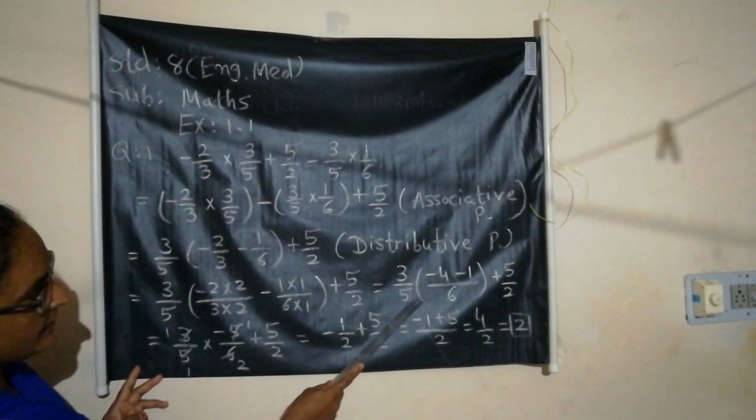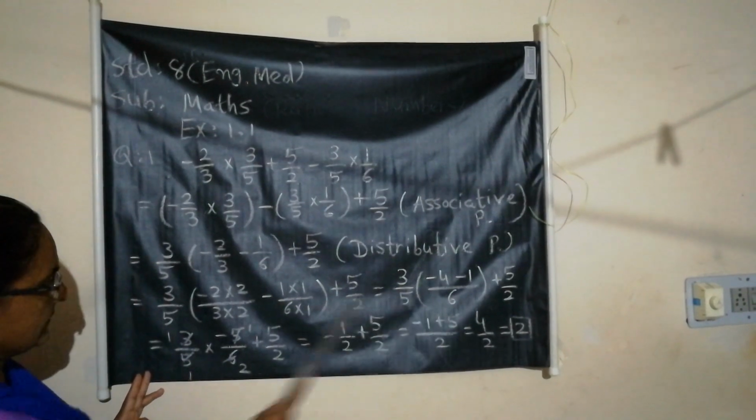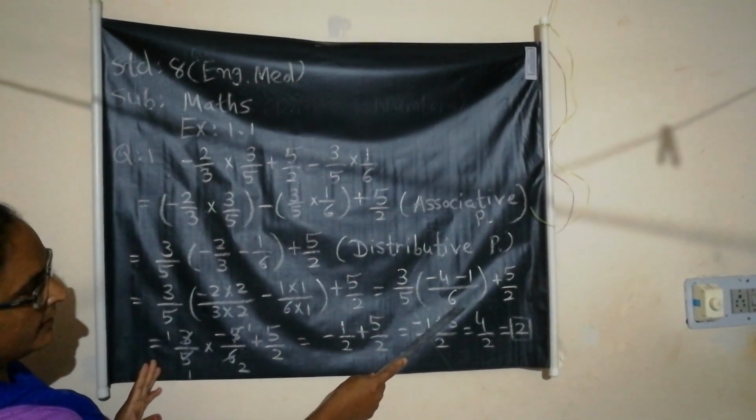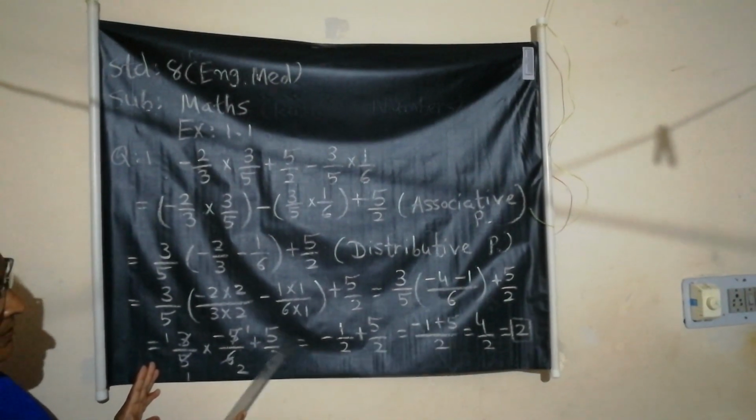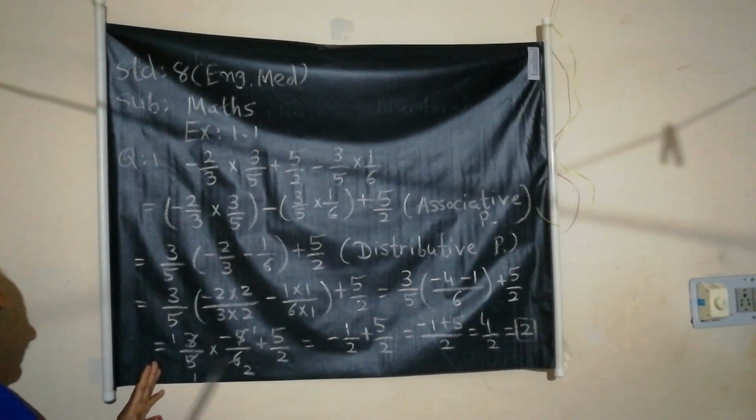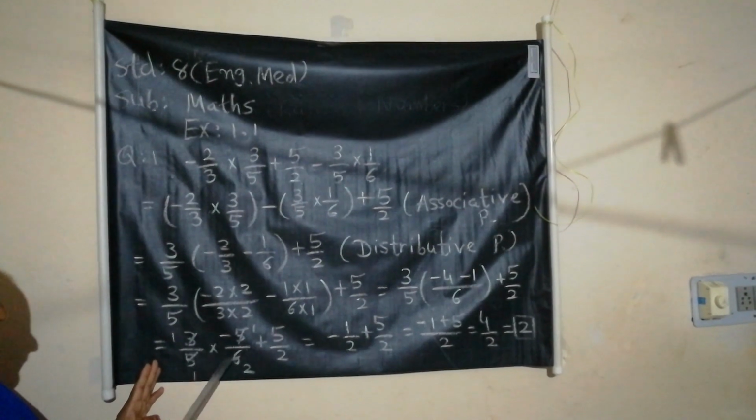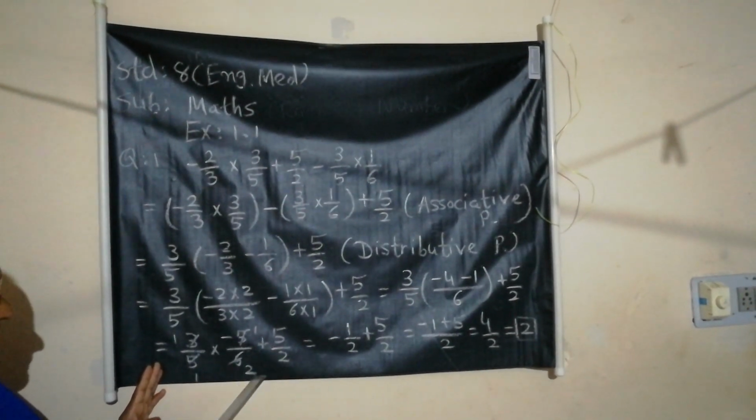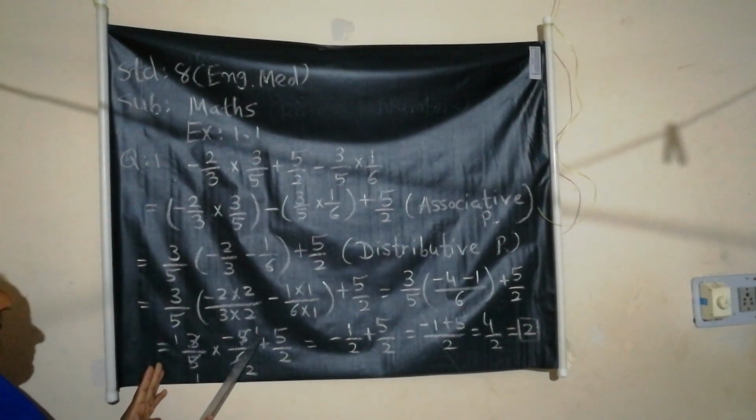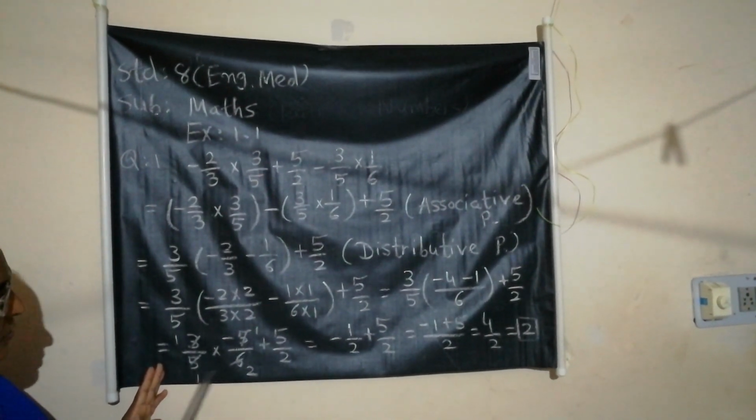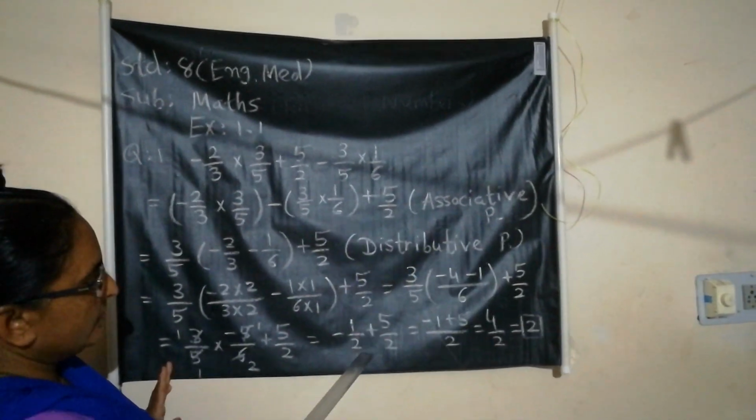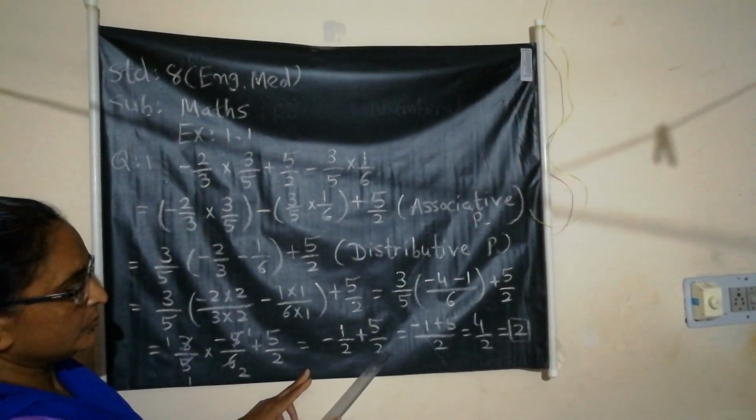3 upon 5. This sign is of multiplication. Multiply by negative 5 upon 6 plus 5 upon 2 is given. Now 5 ones are 5. 3 ones are 3. 3 twos are 6. 1 into negative 1 means negative 1. 2 into 1 means 2. Therefore, negative 1 upon 2 plus 5 upon 2.